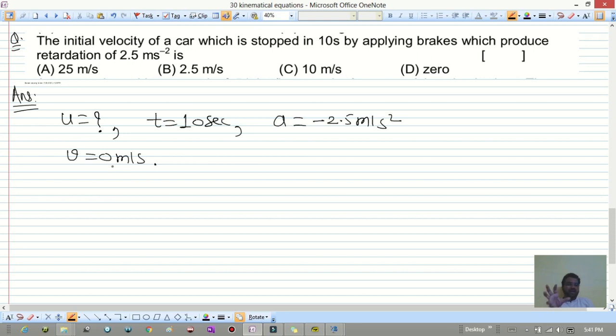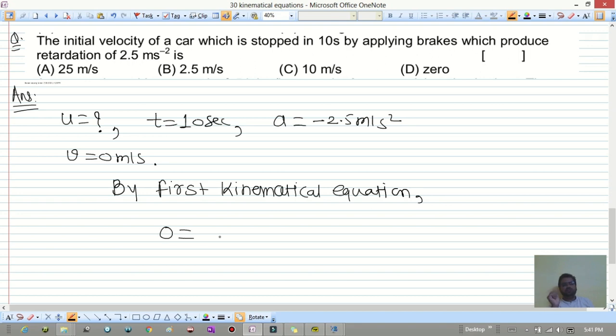So as the car is stopped after t equal to 10 seconds, the final velocity is 0 meter per second. So by the first kinematical equation, we have final velocity 0 is equal to initial velocity, that is u plus a into t. a is minus 2.5 into t is 10. So we have u is equal to 25 meter per second. So this is the answer which we have, 25 meter per second.